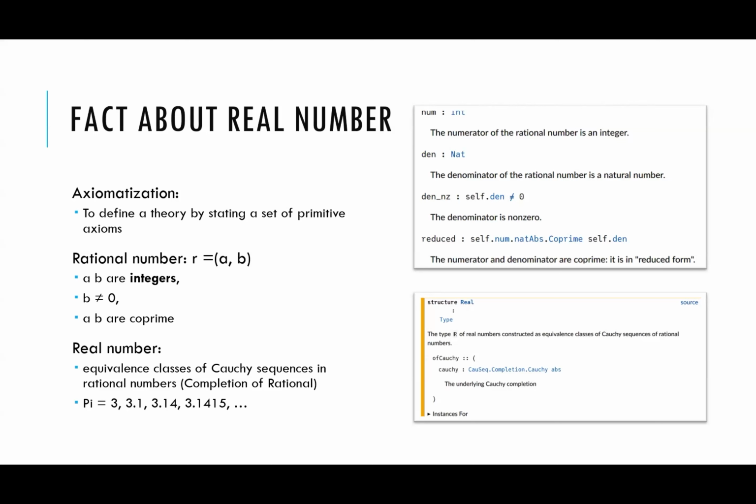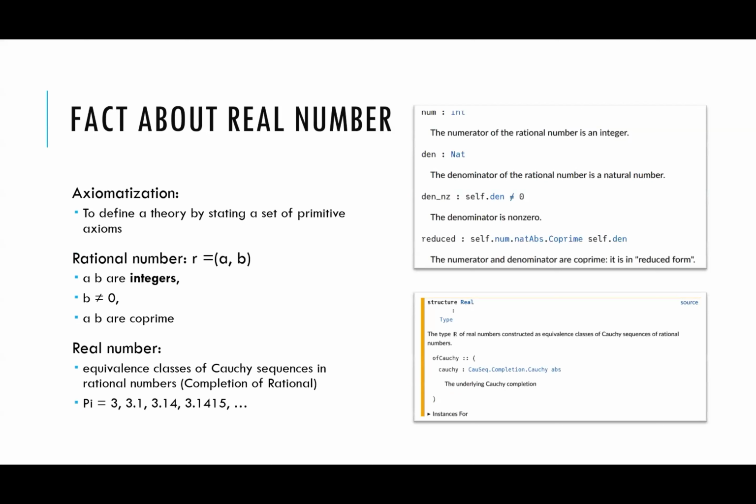The advantage is that you can transfer all the properties you have proved in the rational numbers directly into the real numbers, because it's just a convergence of sequences, and each item of the sequence is still a rational number. We'll see how Lean formalizes it in this way.